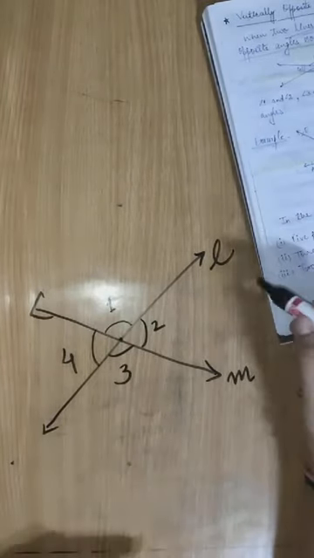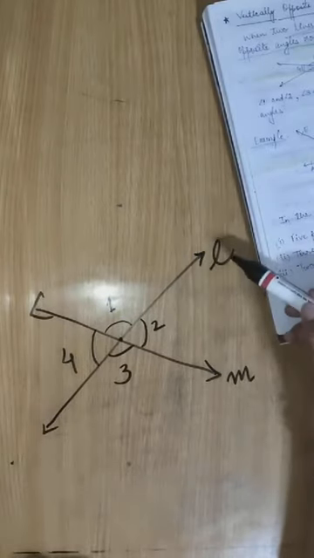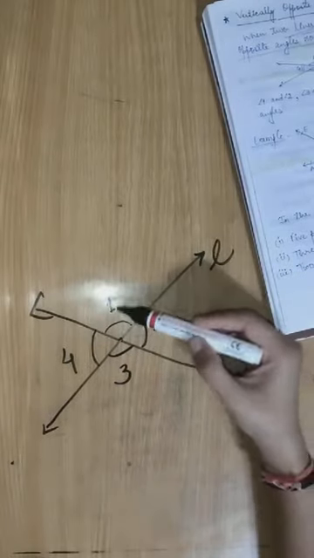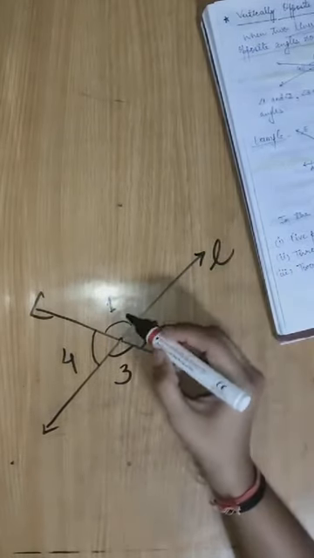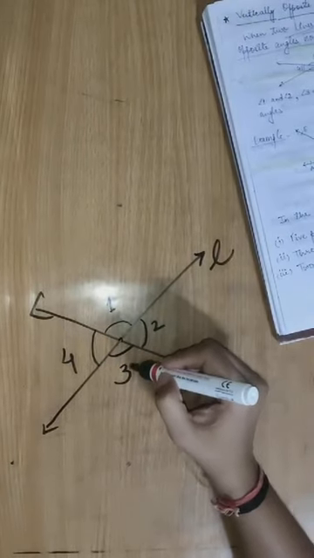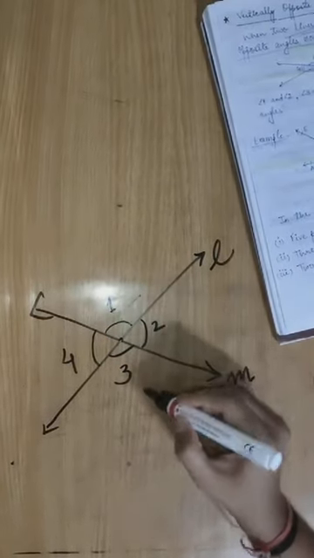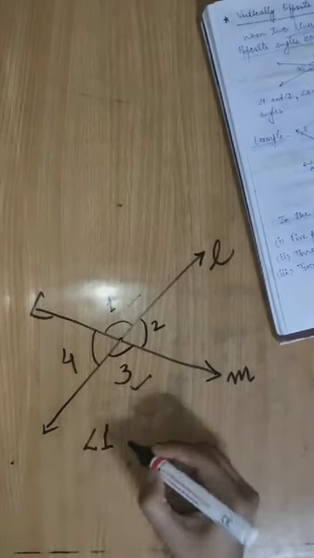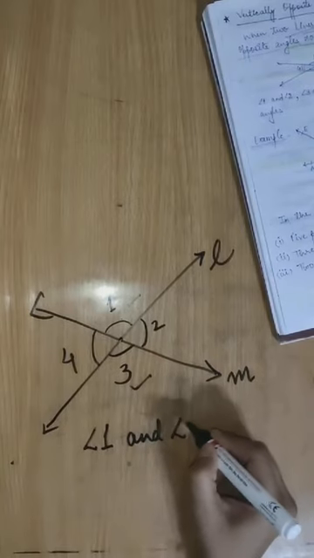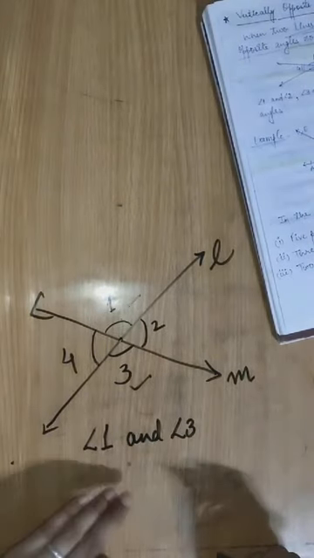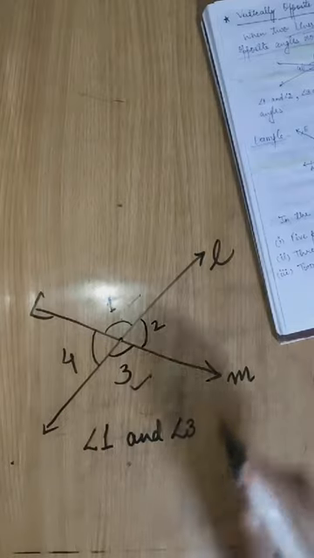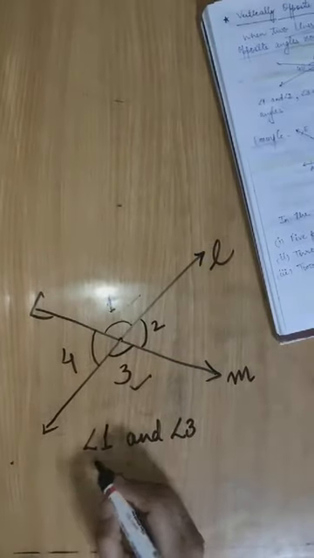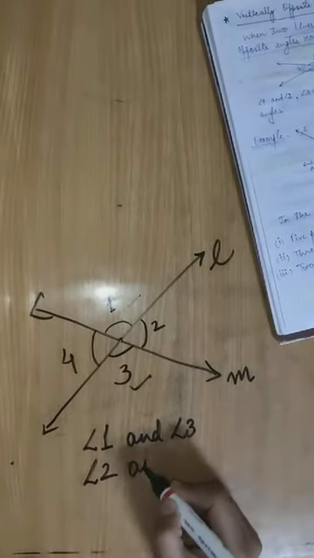So this is the property: the angles formed on intersection of two lines at the point are vertically opposite angles. See, 1 is vertically opposite to 3. So the pair of vertically opposite angles is angle 1 and angle 3. They are always equal. Whenever two lines intersect, the vertically opposite angles will always be equal.